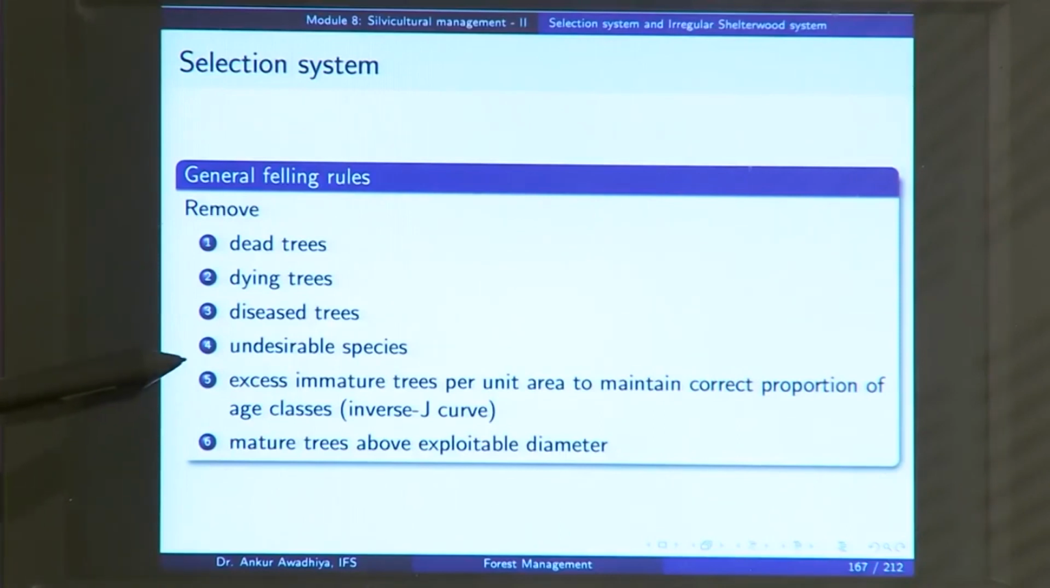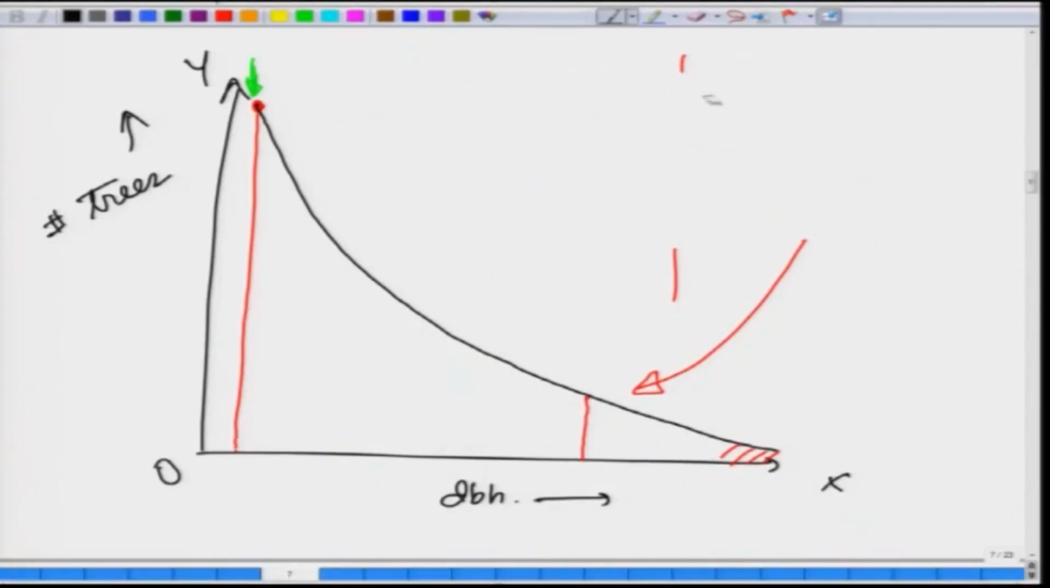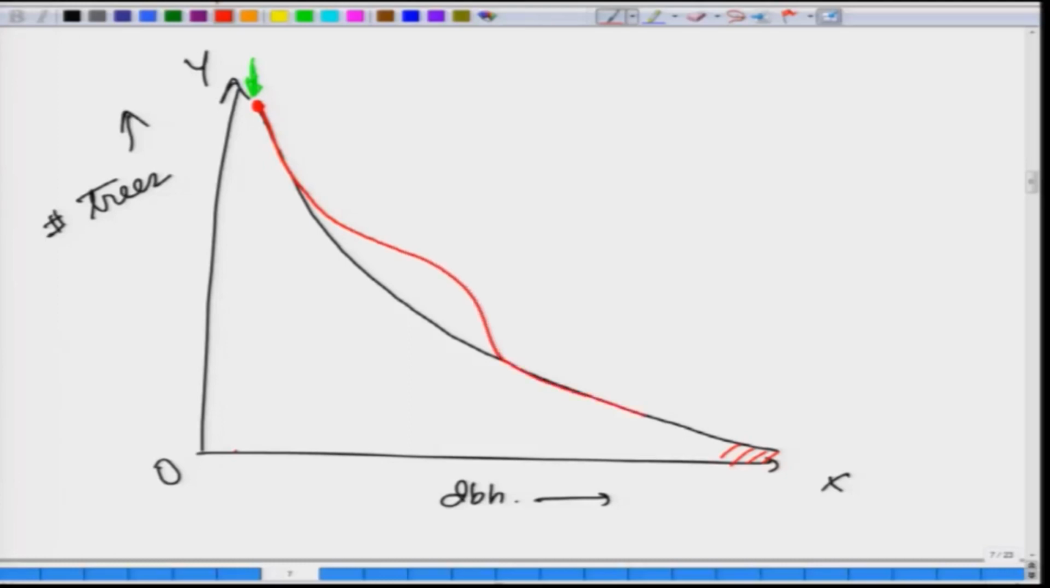Next, you remove excess immature trees per unit area to maintain the correct proportion of age classes. Now, what we are seeing here is that if you look at your ideal ND curve, suppose you have a situation in which there is a bump, say here, or let us say that in place of your normal curve, it comes to be something like this. So, here you were having an ideal curve, and this is your real curve.